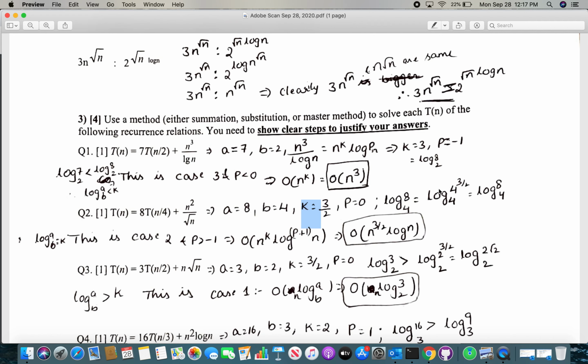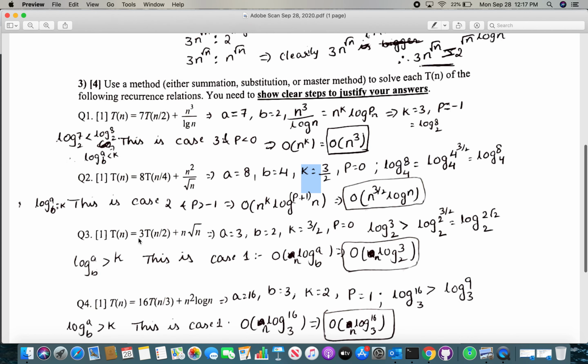So it will be n power, what is the k value? It is 3 by 2. So n power 3 by 2 log n. As p is 0, 0 plus 1 is 1, so it will be log n. So the answer is n power 3 by 2 log n.